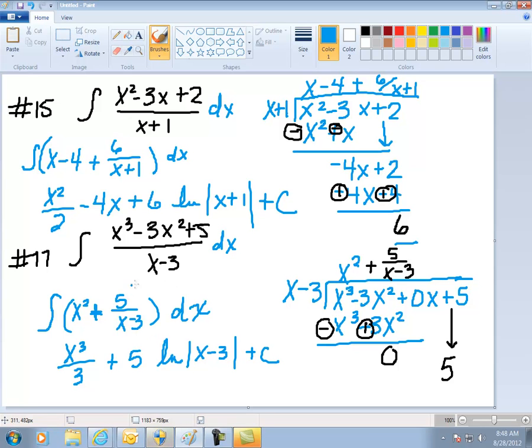Again, this is not always the case, but typically if the degree of our numerator, in other words the highest power of x, is greater than the degree of our denominator, we'll need to do long division before we try to integrate.